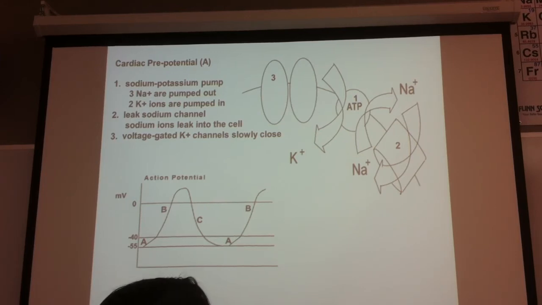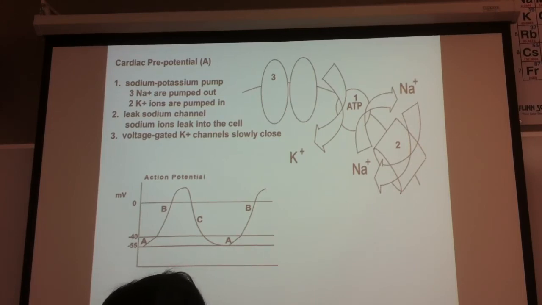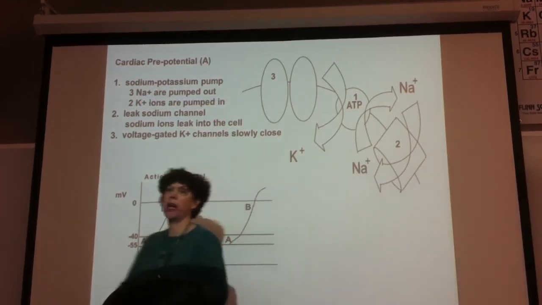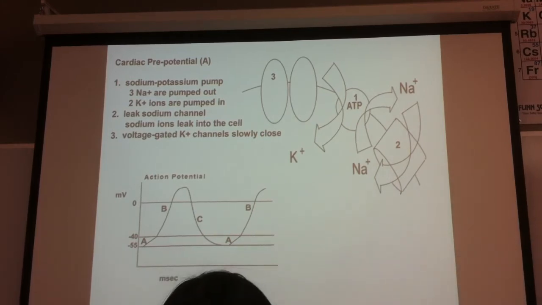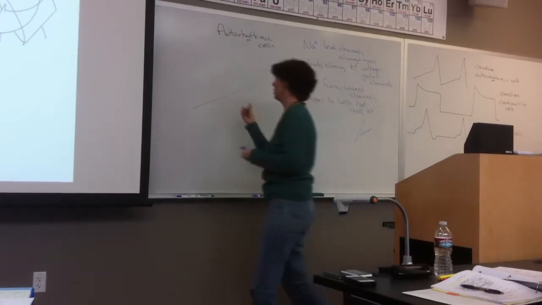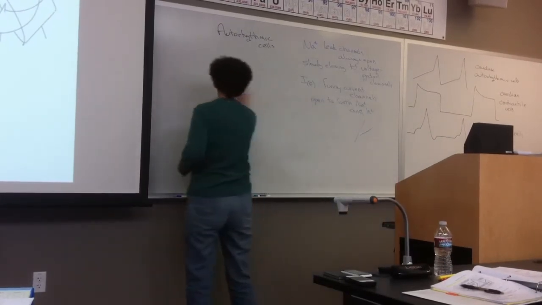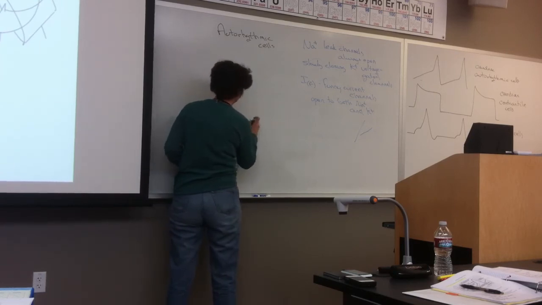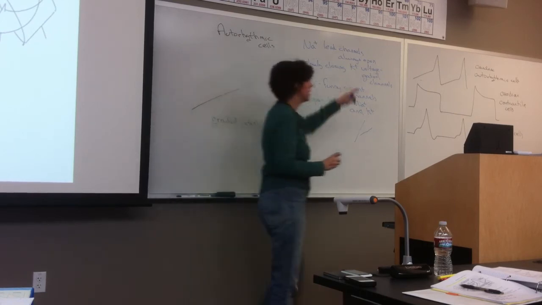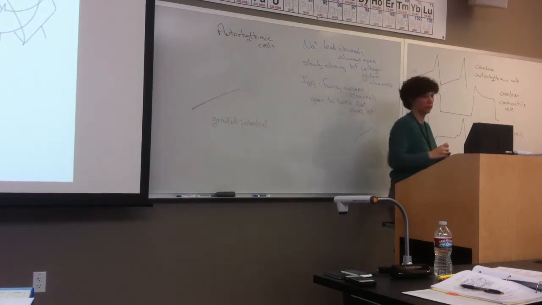This is a scary looking diagram with all the lines on it. So let me go through it with you slowly, and it will make a little bit more sense. So what we're talking about is this line right here, okay, which looks really short there. We're talking about this cardiac pre-potential. This is a graded potential.